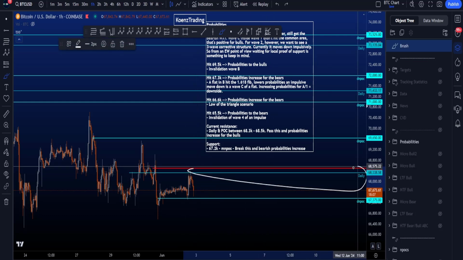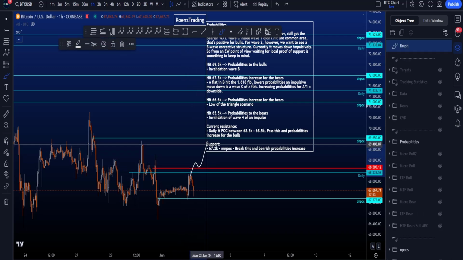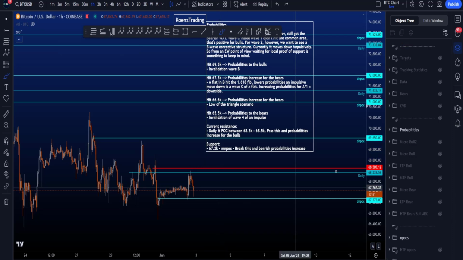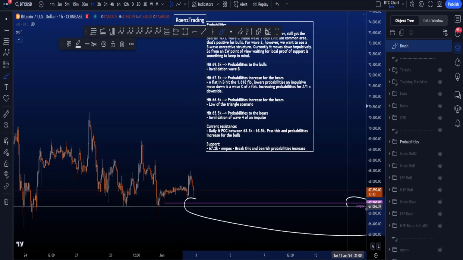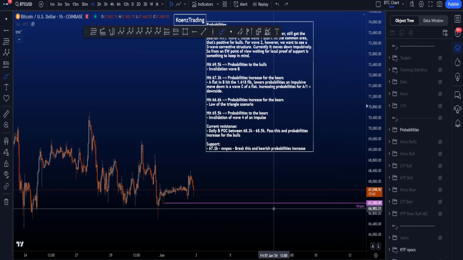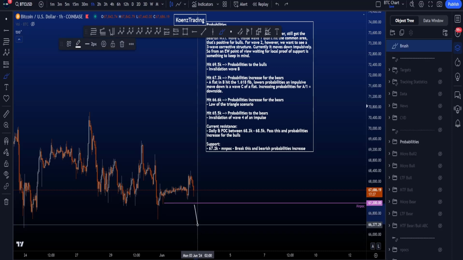We rejected at the daily at 68.3K. If price can pass this resistance and potentially retest it nicely, then we can continue to look towards the upside towards that daily naked point of control at 69.6K. The support to the downside is at 67.2K, which is the monthly naked point of control. Break this level and the probabilities for bearish scenarios will increase.